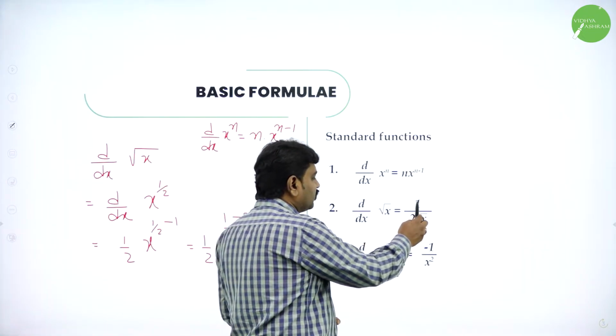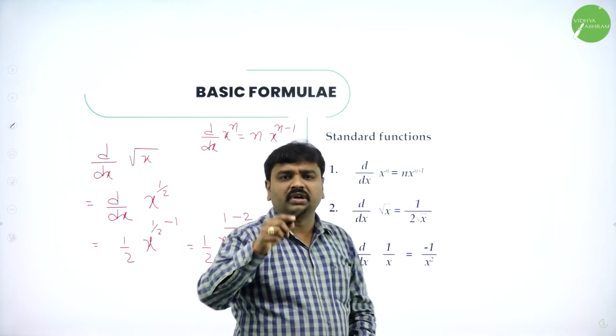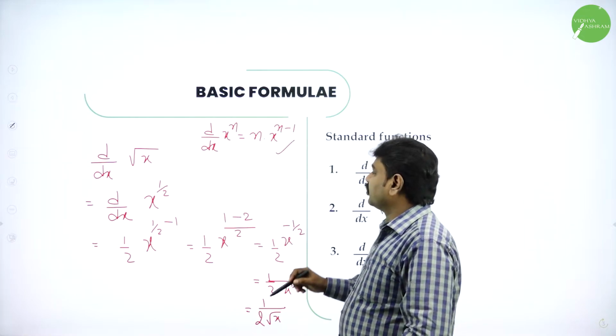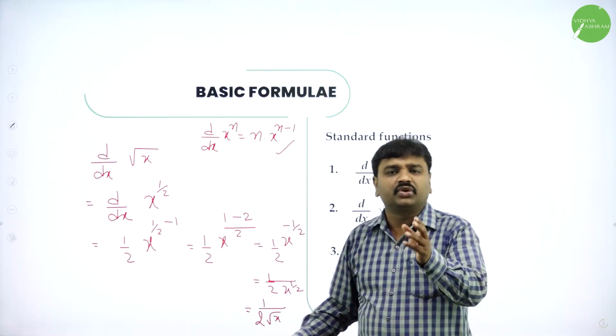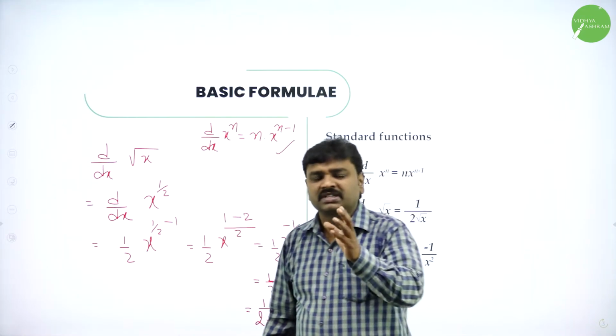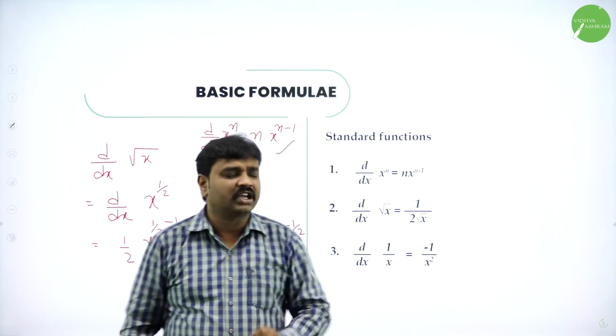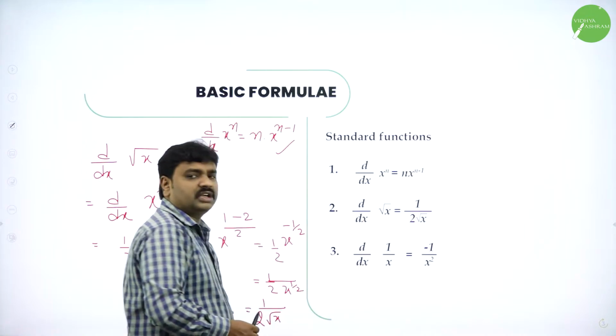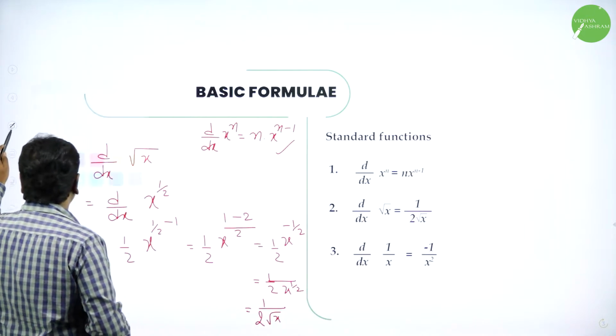D by dx of root x is what? 1 by 2 root x. And how to derive? Take root x as x power half, and use the first formula. So d by dx of x power half is half into x power half minus 1. So d by dx of x power n is what? N into x power n minus 1. Similarly, what is d by dx of root x? 1 by 2 root x.